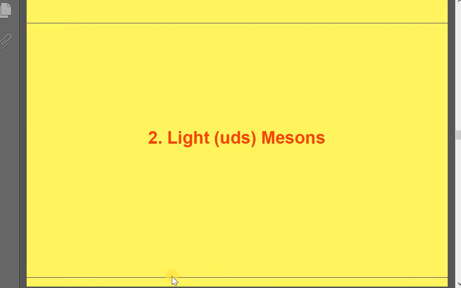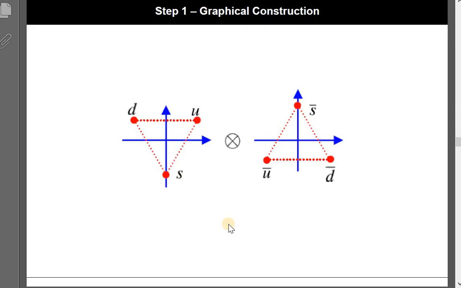Now with this technology we move forward to our first application, which is discussing the light mesons consisting of UDS quarks. The first step is the graphical construction of this meson nonet states. Remember the 3 direct product 3 bar representation. That I have shown here in the diagram: U, D, S, U bar, D bar, S bar.